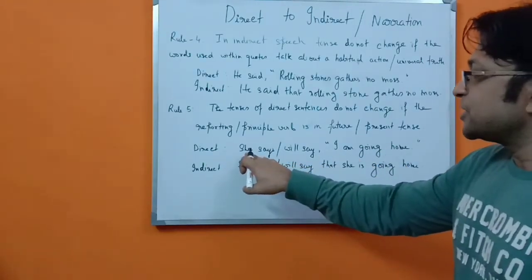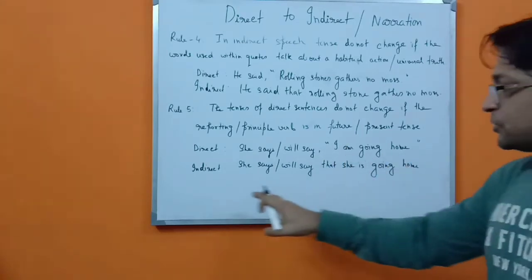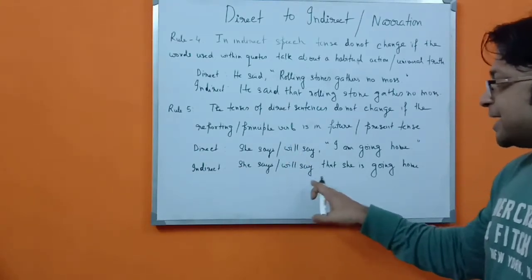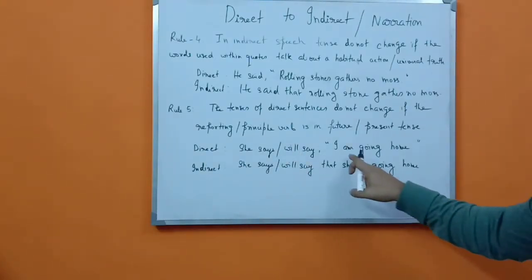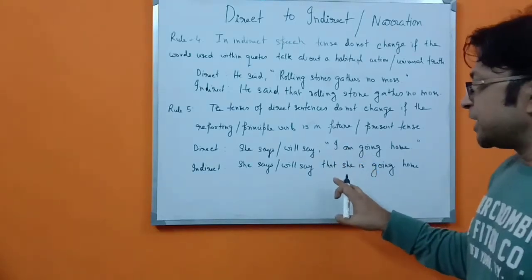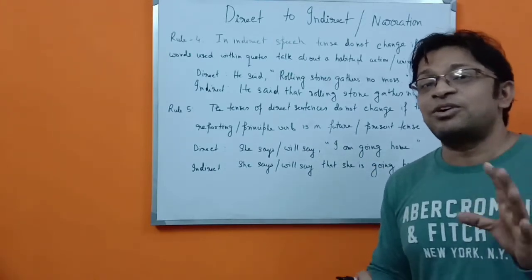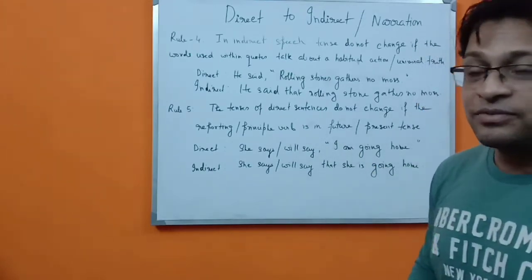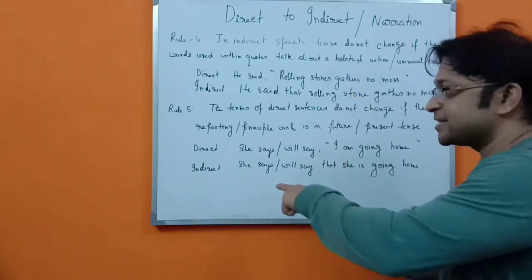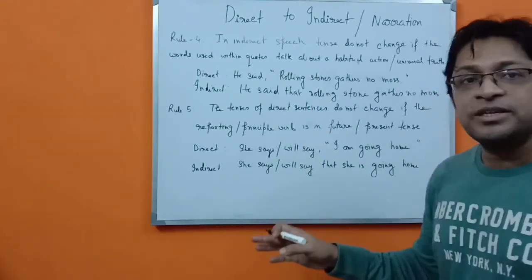What does it say? She says, or will say, "I am going home." So when you are changing this sentence, what are you going to write? She says or will say that she is going home. See, I have not changed the tense. Okay, the pronoun will change, every other thing will change, but the tense is not going to change. You have to be very careful about this, because if you change tense in this case, then the sentence will be wrong. So be very careful, and you can note this down.